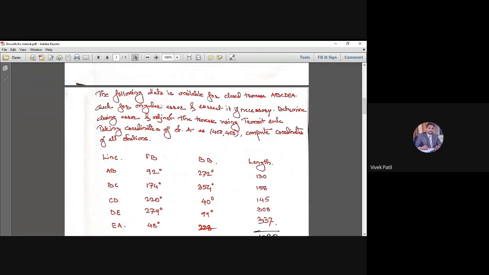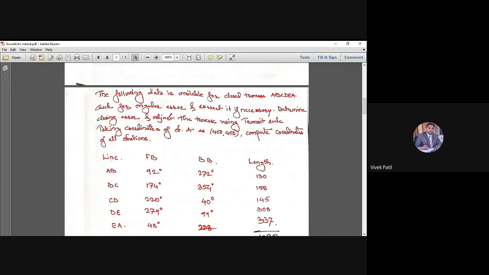So, what is given in this problem? The following data is available for the closed traverse A, B, C, D, E, A. Check the angular error and correct if it is necessary. Determine the closing error. Adjust the traverse using transit rule, taking coordinates of station A as 400, 400. Compute coordinates of all stations.